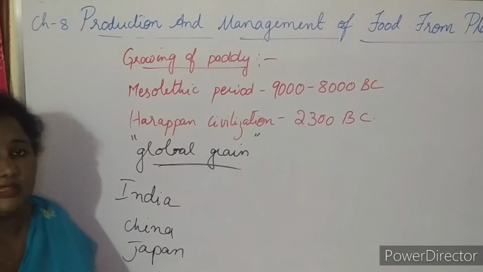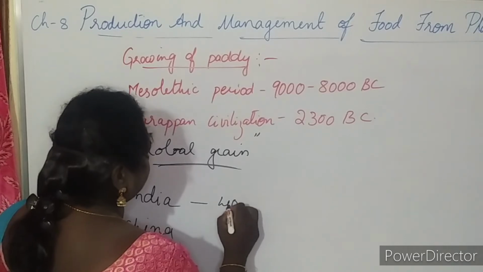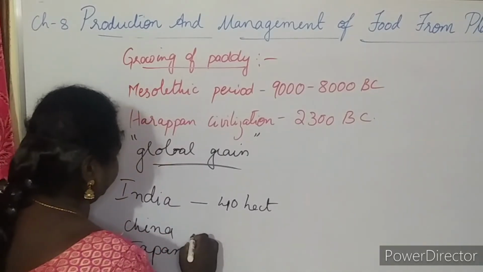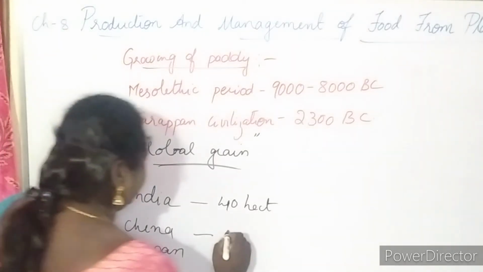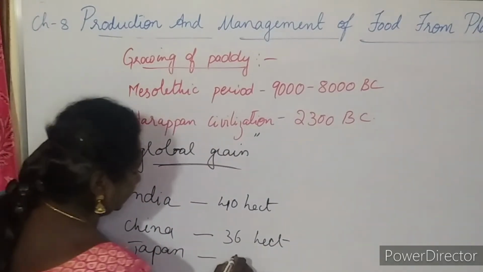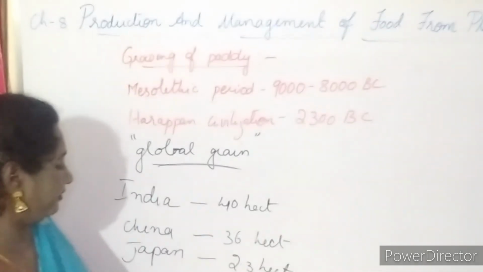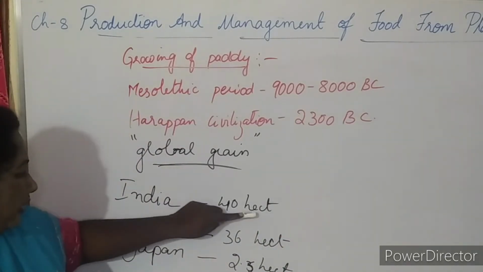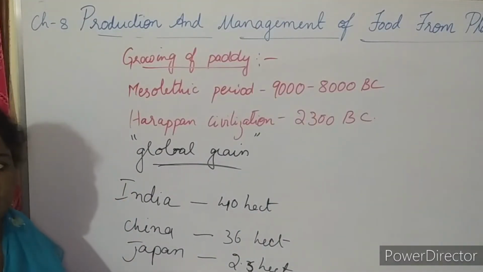In India, the amount of land cultivated is mostly 40 million hectares. In China, it is 36 to 37 million hectares. And in Japan, it is 2.5 million hectares. So the number of hectares is more in India, and the number of hectares grown in Japan is less.